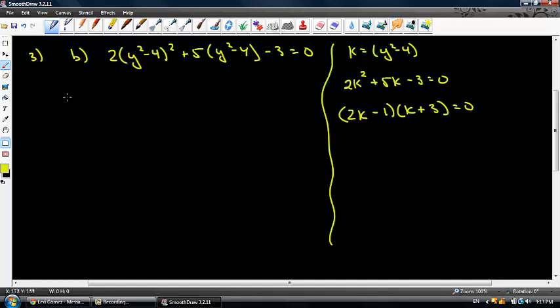Okay? So now let's just go ahead and do this. We let k equal the crazy thing, so I'm going to say bracket 2 times the crazy thing. So that would be y squared minus 4 minus 1.